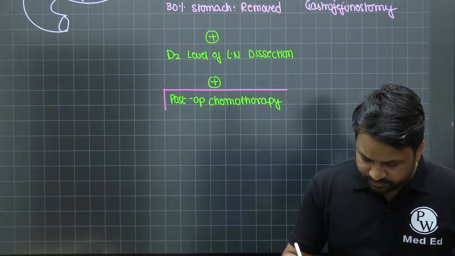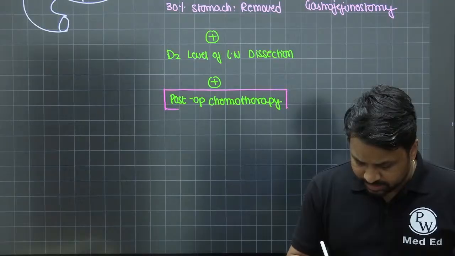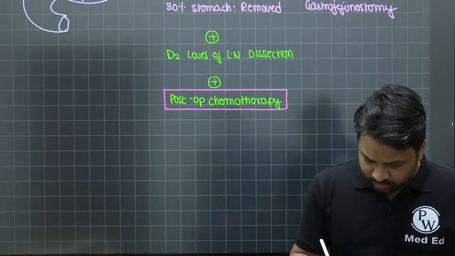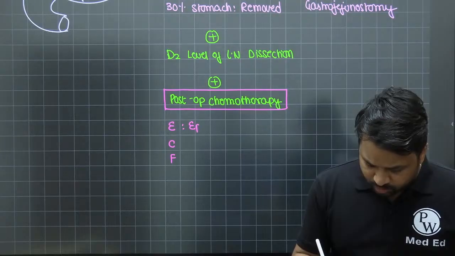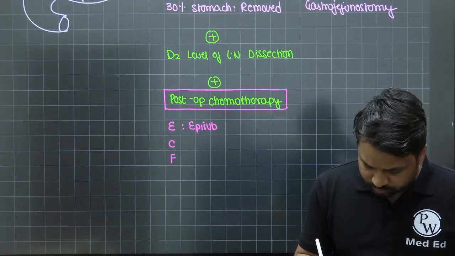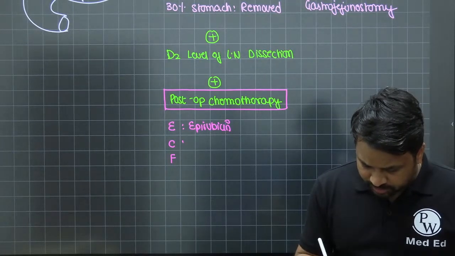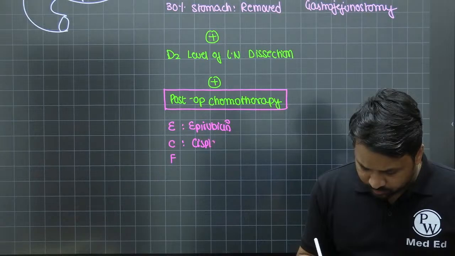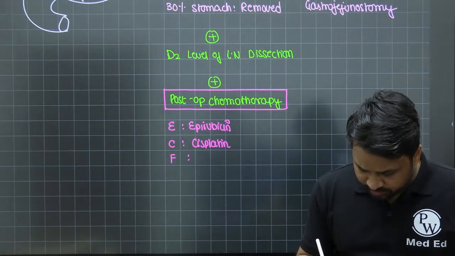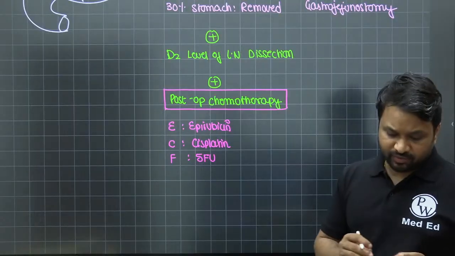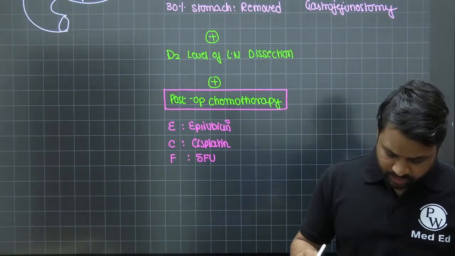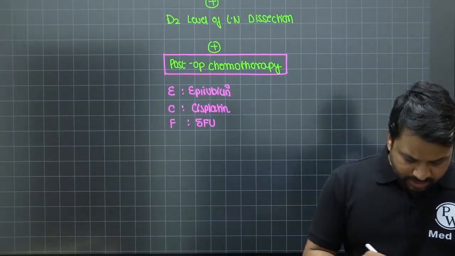Basically, we give platinum-based chemotherapy. You can remember the regimen as ECF, that is epirubicin, cisplatin, and 5-fluorouracil, right?